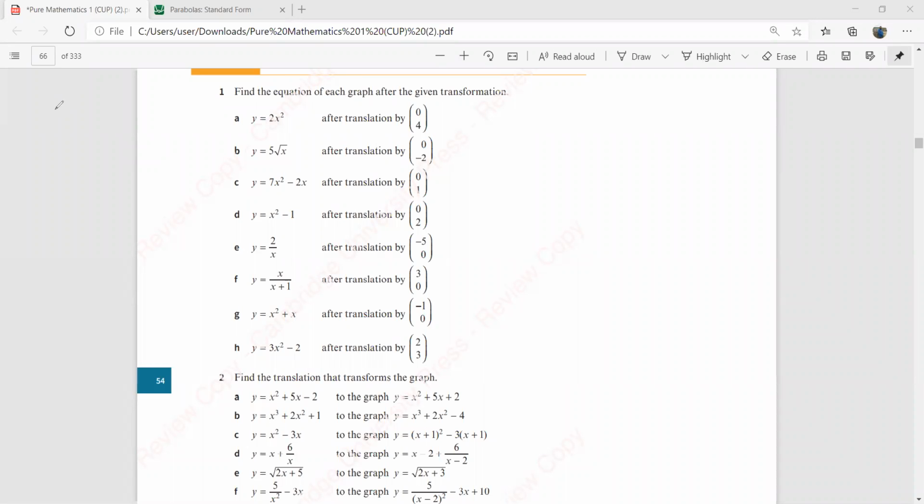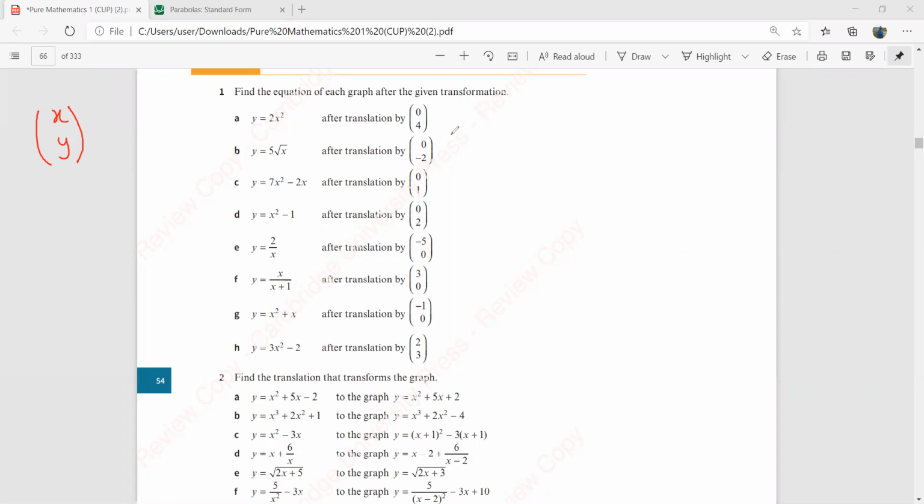This translation matrix is always like this. The upper part is for the vertical component and the lower part shows a horizontal component. So you have 0, 4. So there is no horizontal component. It was only a vertical component over here.